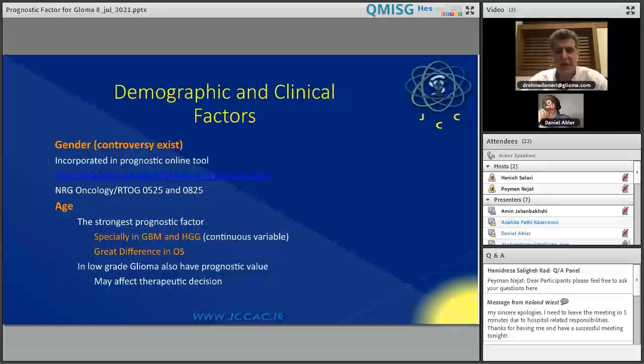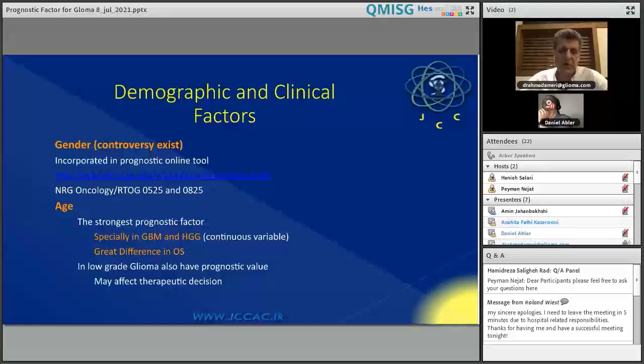It means that age is the first prognostic factor we attend to in the clinic when a patient comes to us over 70 years old. We would be worried about the results of treatment. This factor is a continuous variable, and when the patient gets older, the prognosis is worse.